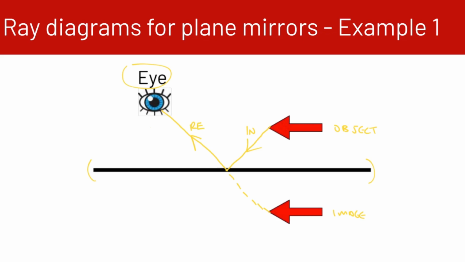Now we're just going to draw the next ray to the other extreme edge. We draw this one to the other extreme edge of the object. So now we have two incident rays and two reflected rays. And we can see now, based on the line of sight, where the image is located in this mirror.